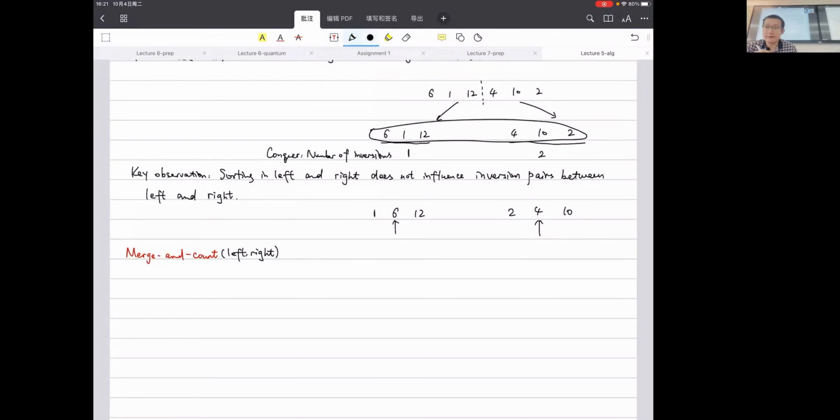Is this key observation clear to you? I guess this should be relatively straightforward. The only remaining thing we need to talk about is how we want to do the merge, how we count the inversion pairs between left and right. Similarly, we use this kind of strategy where we have a pointer here.